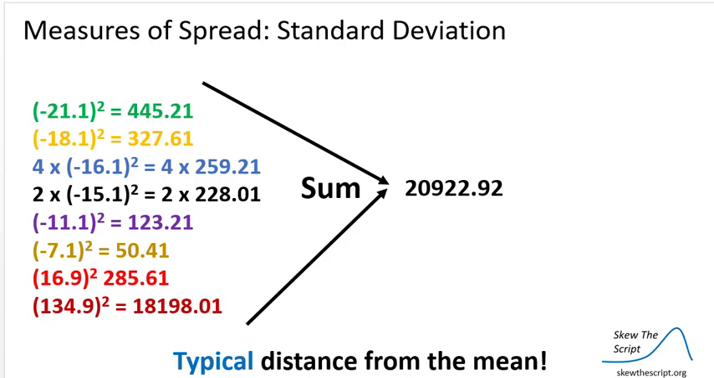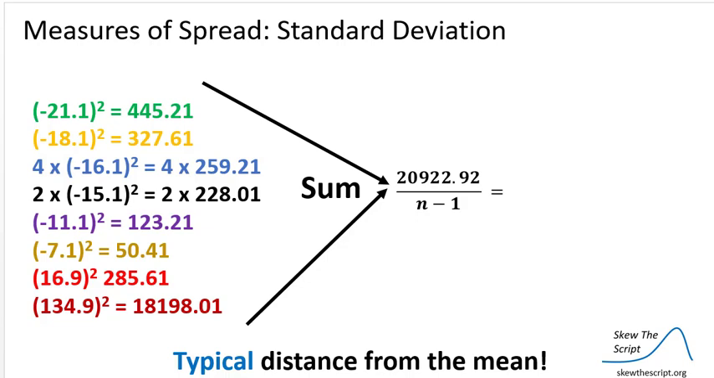And then we add them all up. So we're thinking about some math terms we might be seeing in the formula. Remember, sum is that sigma, that capital Greek letter, that E almost. And I add up all these squares and I get 20,922.92. Now after that, we're going to divide that by the total numbers in my data set minus 1. We do not divide by just the total number, we divide by n minus 1.